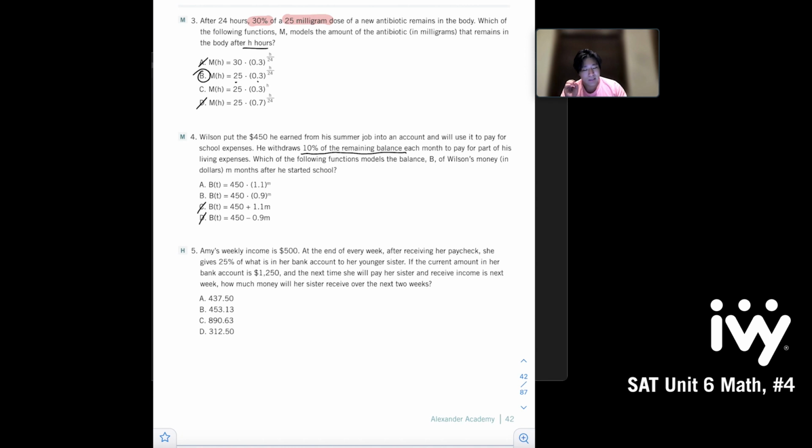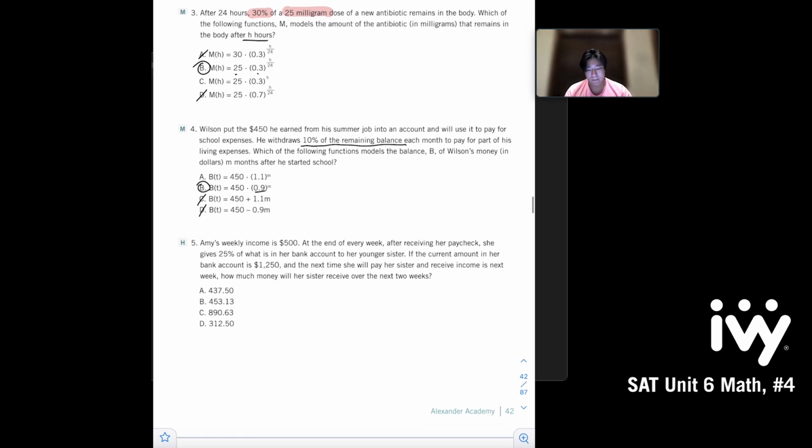Now what we're doing is we're withdrawing 10%. So what's happening is we're decreasing the balance, which means that this is not 110% of the balance each month, but 0.9 or 90% of the balance each month, which is why we see that in B, we're going to be decreasing because as the months go on, we're going to be decreasing the total balance B. So in this case, B is our correct answer.